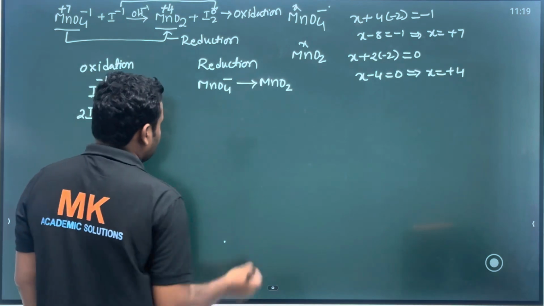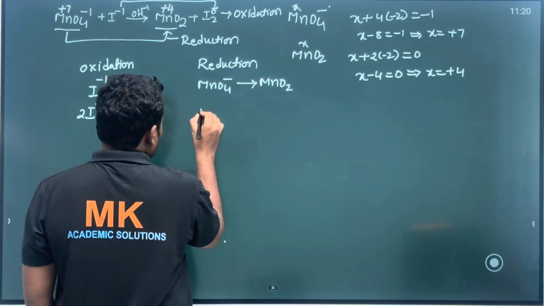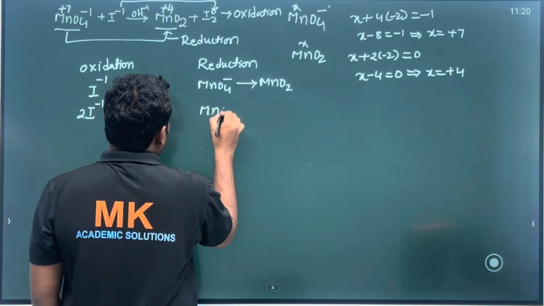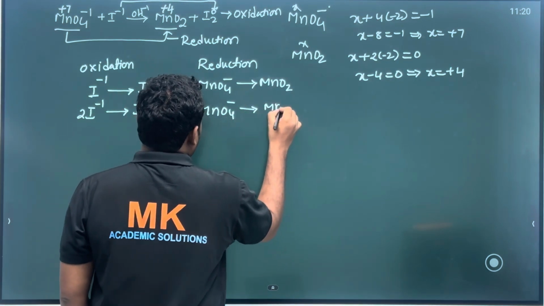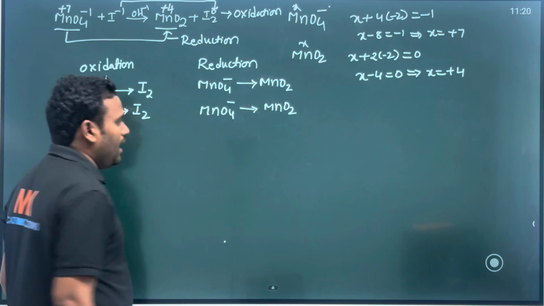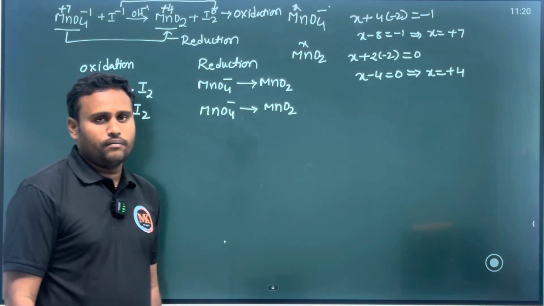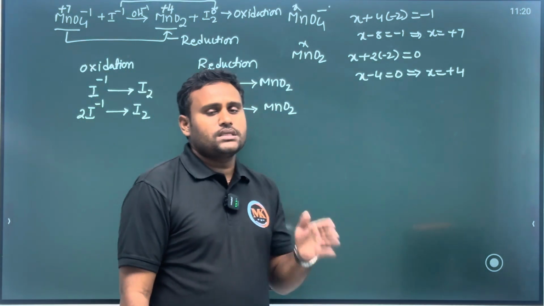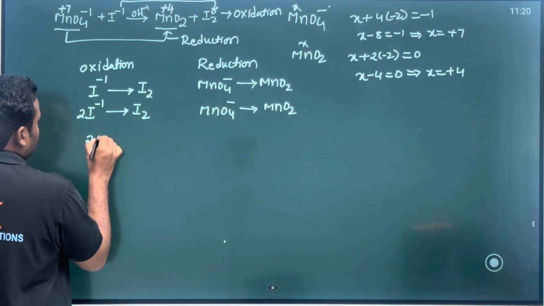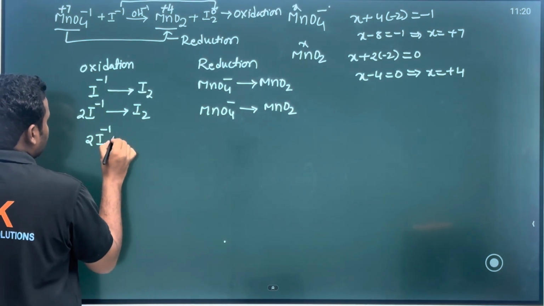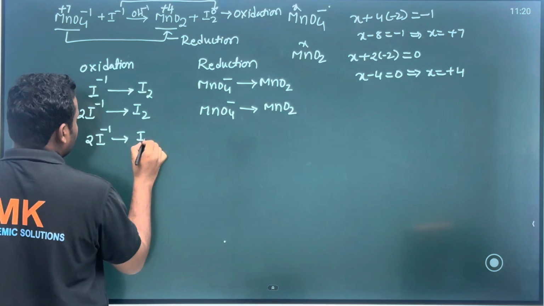Next, in the reduction also, manganese is there. Only one manganese is there on each side, so no need to do anything here. MnO2. Okay. Next step is to balance the oxygen atoms. Here no oxygens are there, so as it is you write 2I minus gives rise to I2.